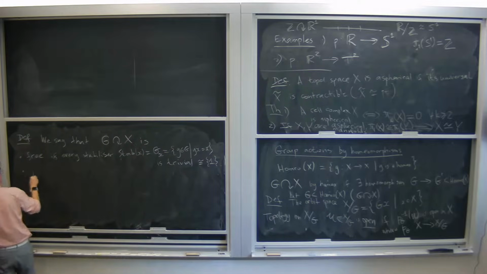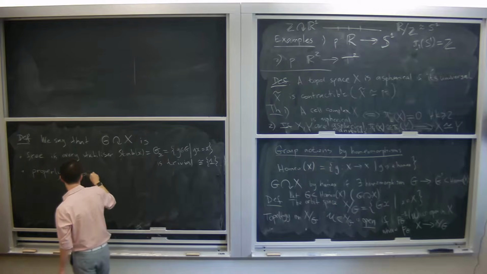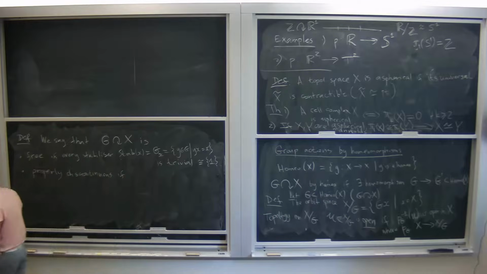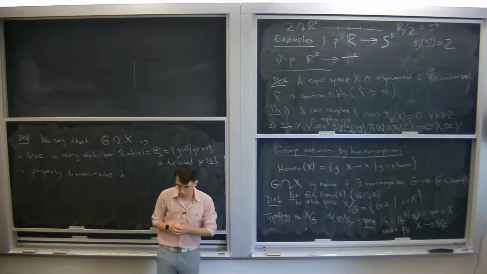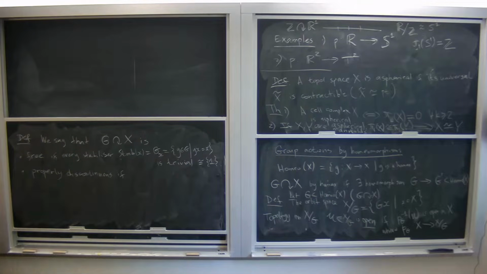Okay, and it is properly discontinuous if, so generally the idea is that for every two points, we have two corresponding neighborhoods such that their images can overlap, but only for finitely many homeomorphisms. Let me write it more explicitly.